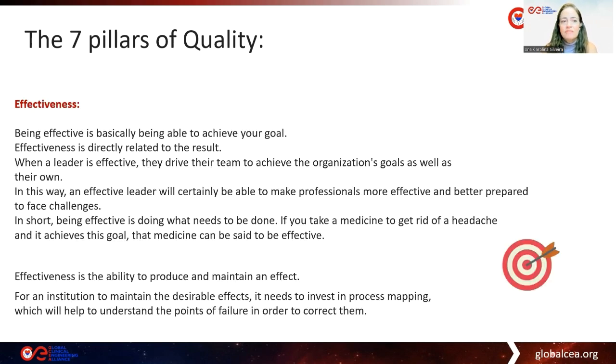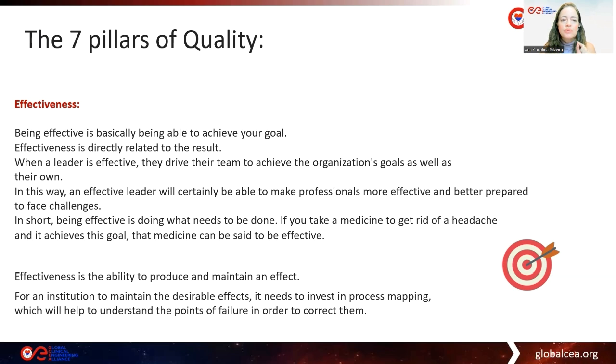Effectiveness. Being effective is basically being able to achieve your goal. Effectiveness is directly related to the result. When a leader is effective, they drive their team to achieve the organization's goals as well as their own. In this way, an effective leader will certainly be able to make professionals more effective and better prepared to face challenges. In short, being effective is doing what needs to be done. If you take a medicine to get rid of a headache and it achieves this goal, that medicine can be said to be effective.